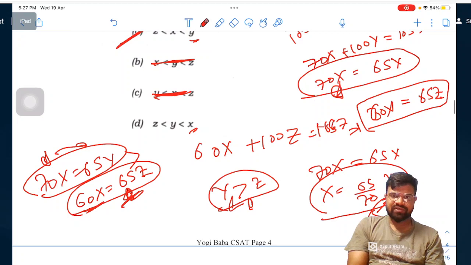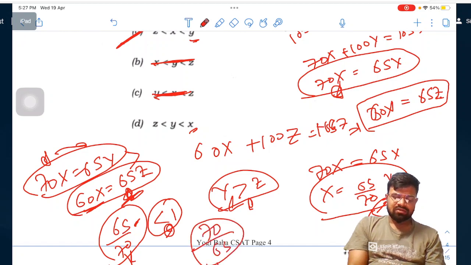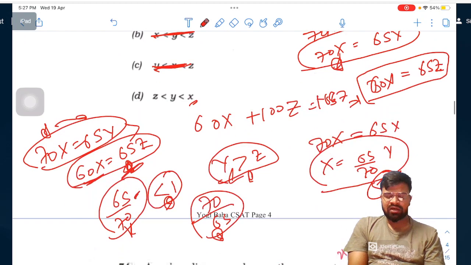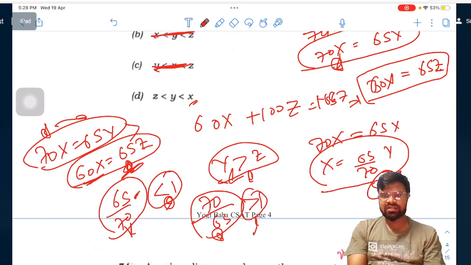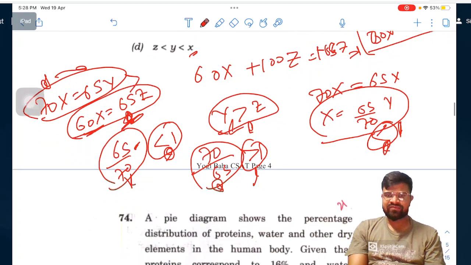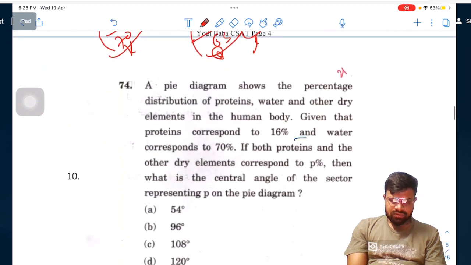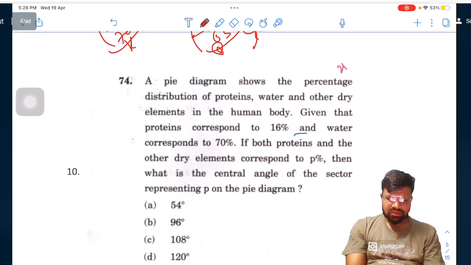After forming these equations, you can try it like this. Proper and improper fractions: if the denominator is larger than the numerator, then the fraction is proper and it is less than 1. And if the numerator is greater, then the fraction is greater than 1, it is a mixed fraction. Or you can understand it by common sense also. 70 is a greater number. If it is divided by 65, the answer will be more than 1, obviously. Okay, so this is how you will do this.